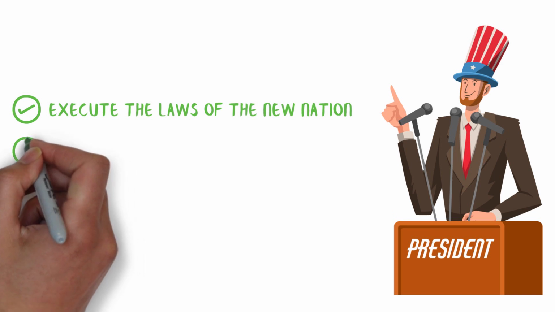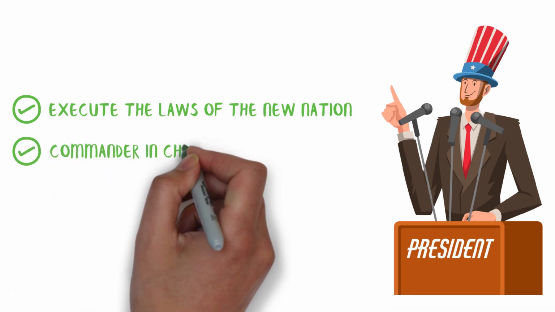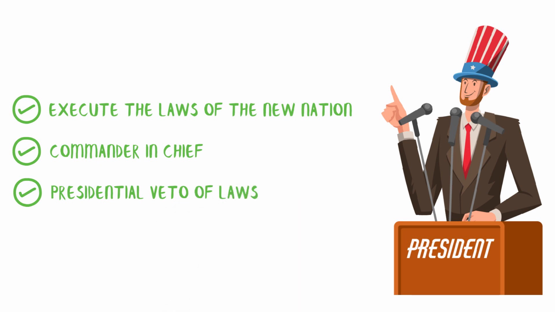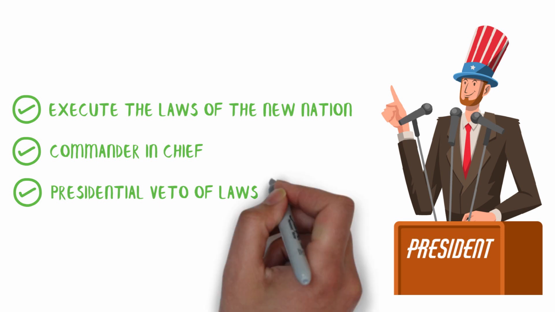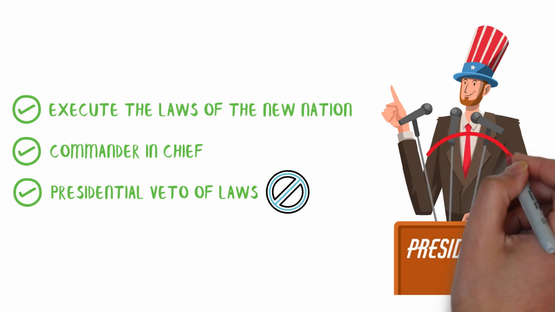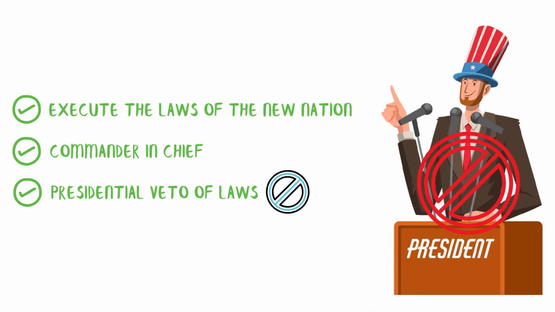The president was granted broad powers such as serving as commander-in-chief and the ability to check the legislature through a presidential veto of laws passed by the legislature. At the same time, the legislature was charged with declaring war, could override a presidential veto of legislation, and could remove a president for treason, bribery, or other high crimes and misdemeanors.